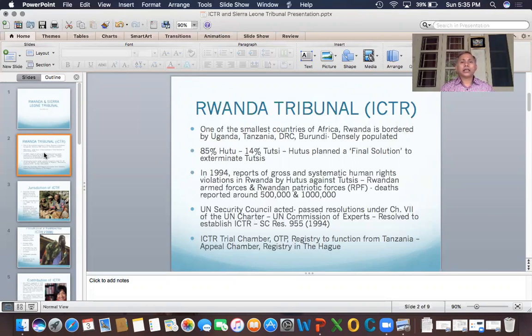In 1994, gross and systematic human rights violations in Rwanda by Hutus against Tutsis were reported. The Rwandan armed forces and the rebel Rwandan Patriotic Front were having a very serious fight, and because of it, around 500,000 to 1 million people were reportedly killed. If this is the gravity of the situation in a country, the international community becomes very worried about how to stop such situations.